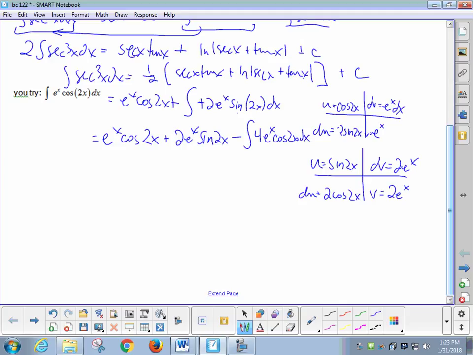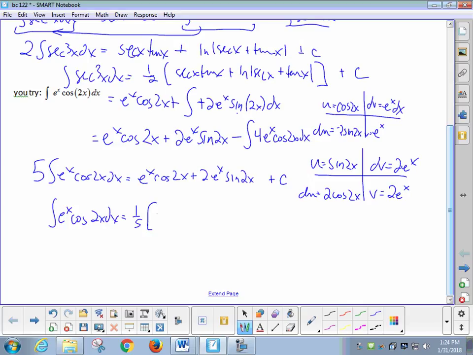Did I make a mistake? No, you're right. Okay. So when I move that integral over, I have 5 times the integral of e to the x cosine of 2x equals e to the x cosine of 2x plus 2 e to the x sine of 2x. At that point, it feels appropriate to put in the C, although I guess you could wait to the very last step. Your answer to the original problem with the 5 moved is 1/5 times the quantity e to the x cosine of 2x plus 2 e to the x sine of 2x, plus C.